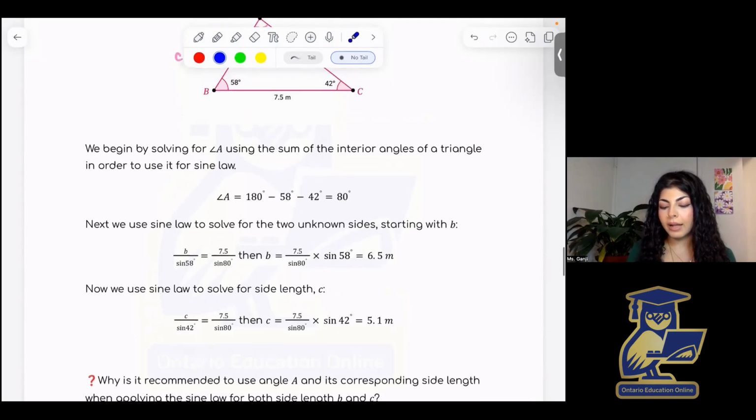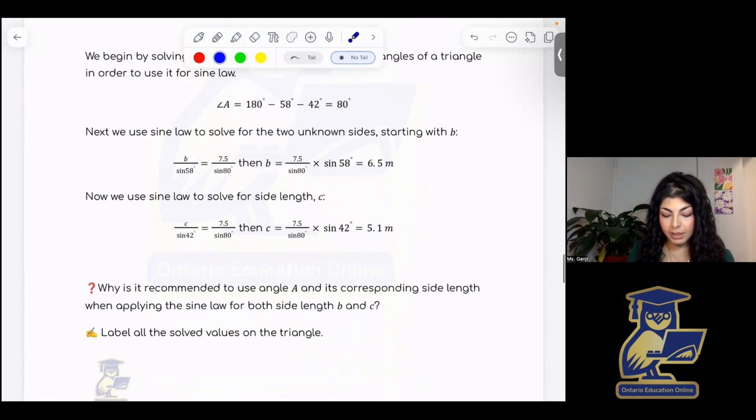However, if you use the values that you are more certain about, because you are solving for angle A here as well, but this is a way easier check than perhaps the sine law used here. So you are more confident about this 80 degrees and the 7.5 that's given to you. So if you use it both times, then your chances of error are lower. And of course, I already did this as I was solving the problem, but if you haven't, label all the solved values on the triangle.